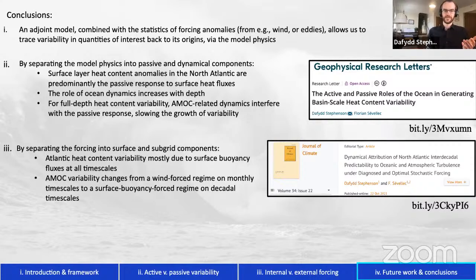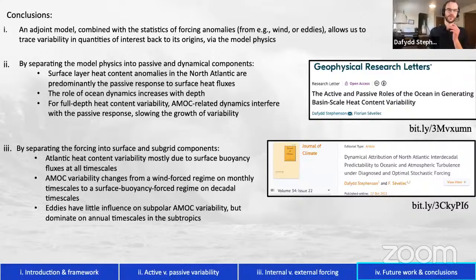We saw that for AMOC variability, however, the variability changes from a wind-forced regime on monthly timescales to a surface buoyancy-forced regime on decadal timescales. And that there are differences between the subtropical and subpolar Atlantic, in particular that eddies have little influence on subpolar AMOC variability, but that they dominate on annual timescales in the subtropics.